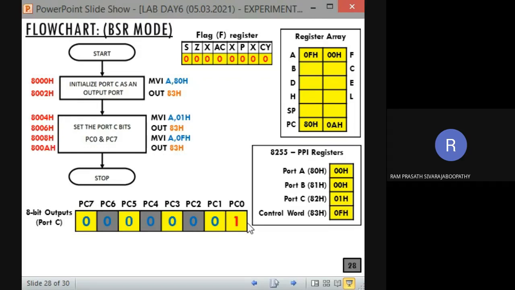That's all. எழுதினீங்கன்னா என்ன ஆயிடும்? PC 7 செட் ஆயிடும். நல்லா கவனிக்கணும். PC 0 செட் ஆனது அஃபெக்ட் ஆகாது. இதுதான் பிட் செட் ஆர் ரீசெட். Without affecting any other bit in the particular port, we are setting or resetting a bit. Is it clear to all of you? Yes.